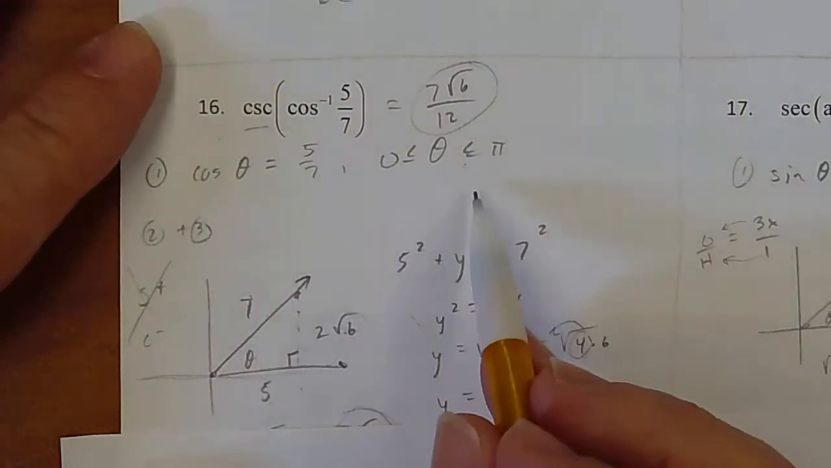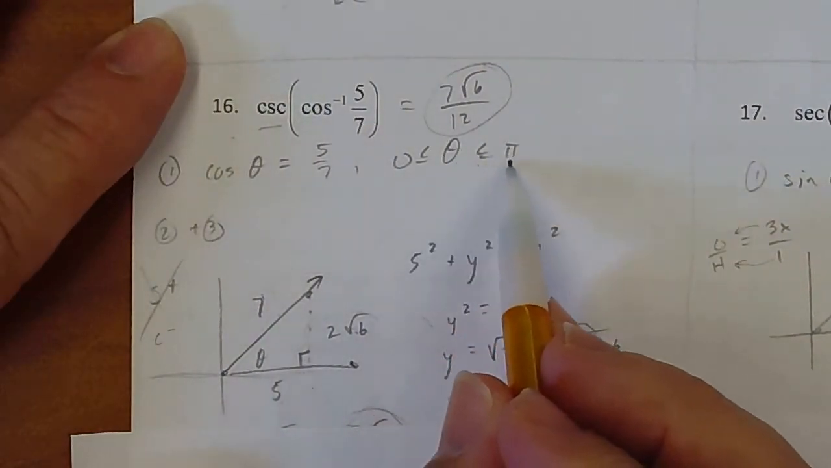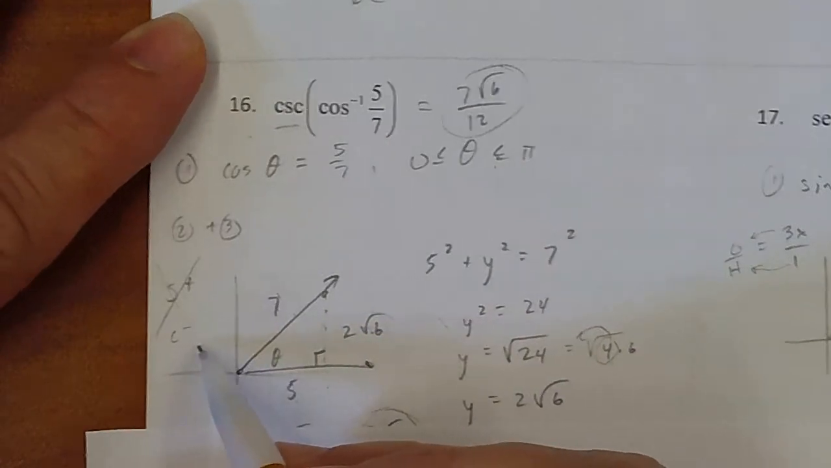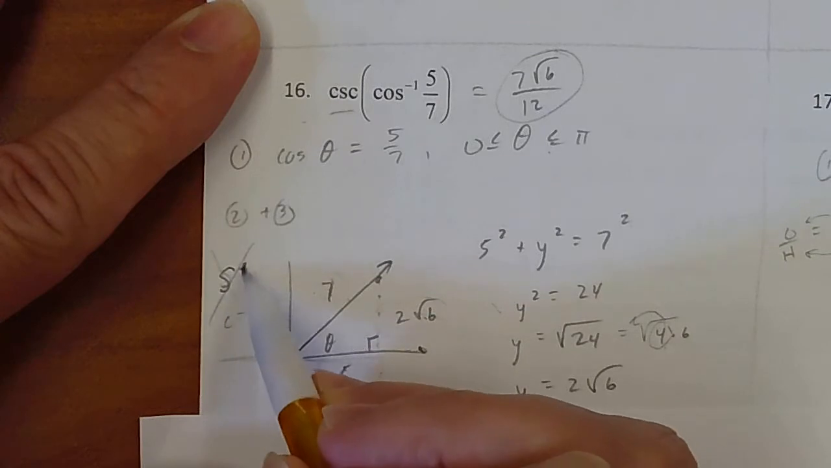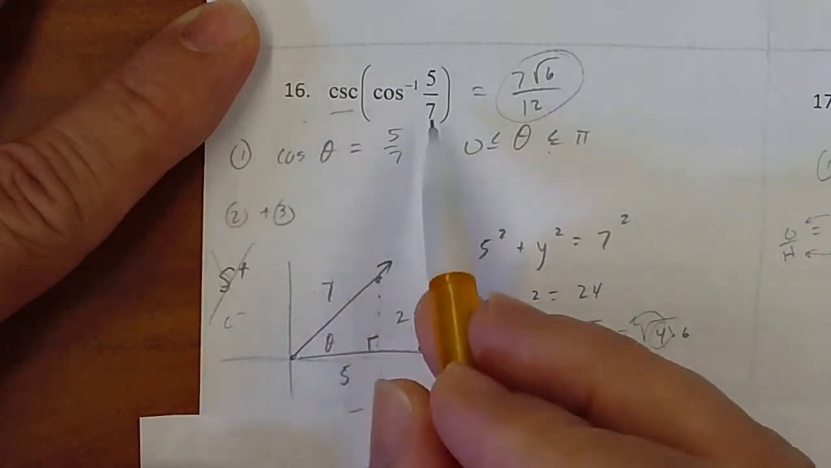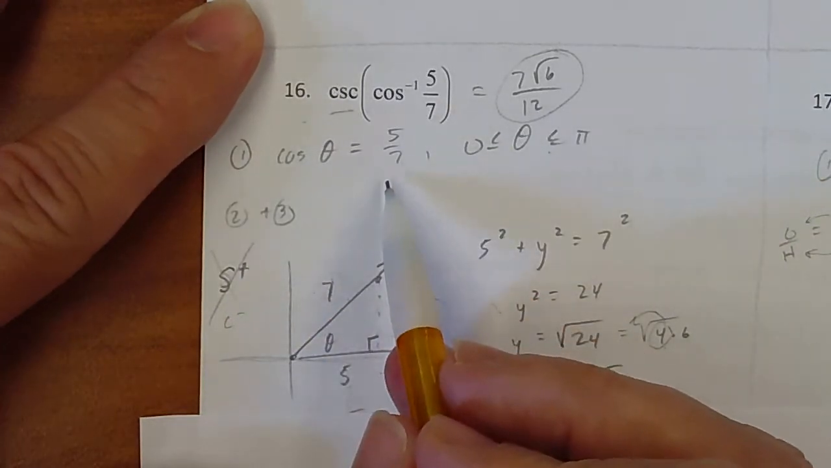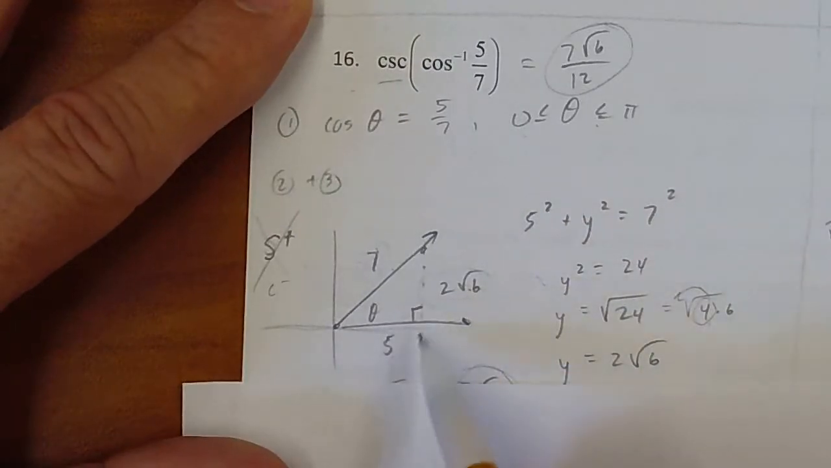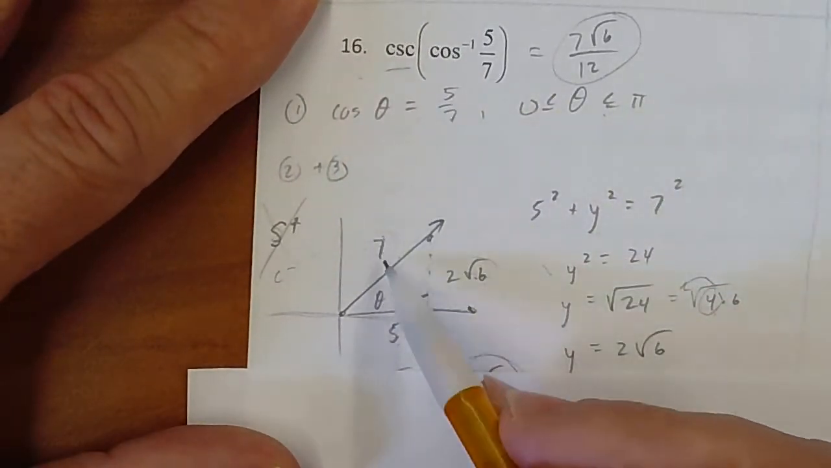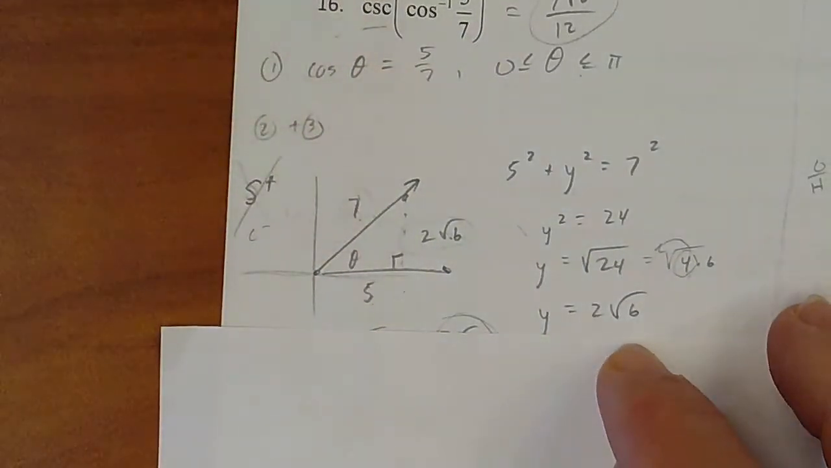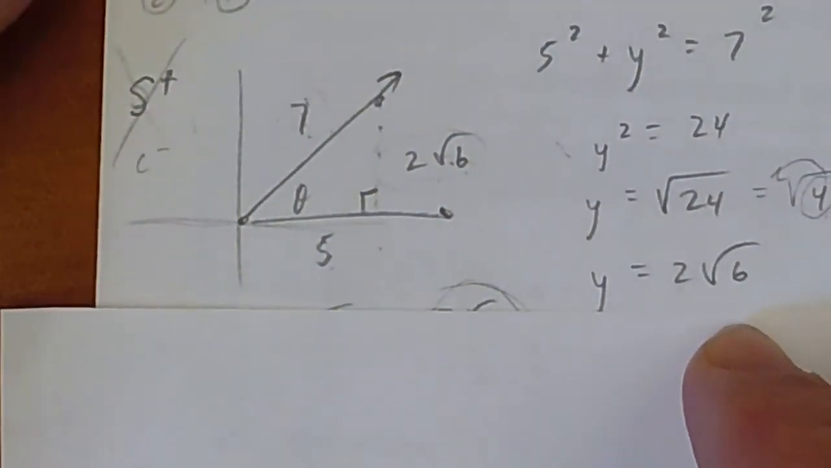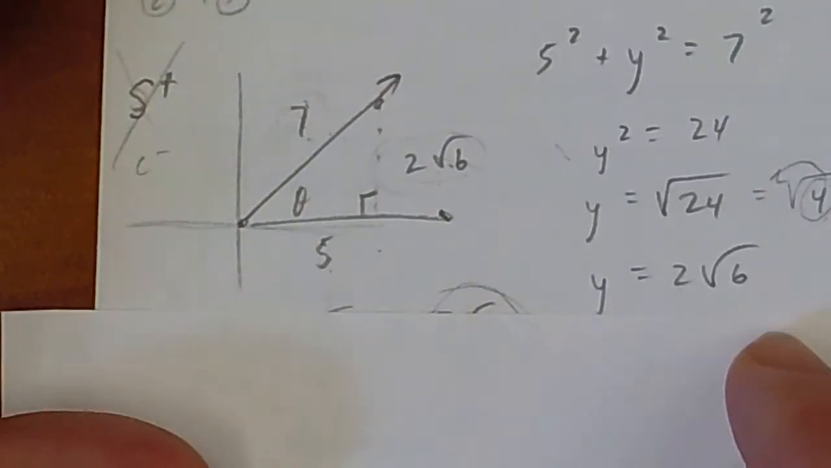All right, so 0 to pi. So we're thinking, all right, maybe in the first quadrant or on to the second quadrant. But cosine's negative in the second quadrant. Only sine is positive here. Cosine's negative, and that is not negative. So we need to put that in the first quadrant, okay? So x over r, find the unknown side y. So 2 square roots of 6 is our unknown side.